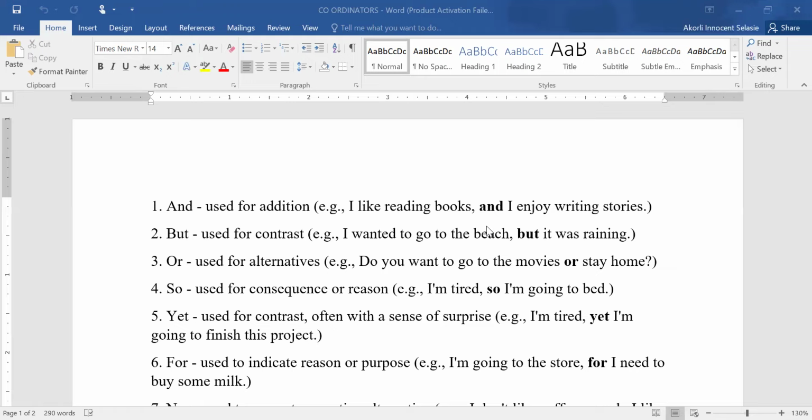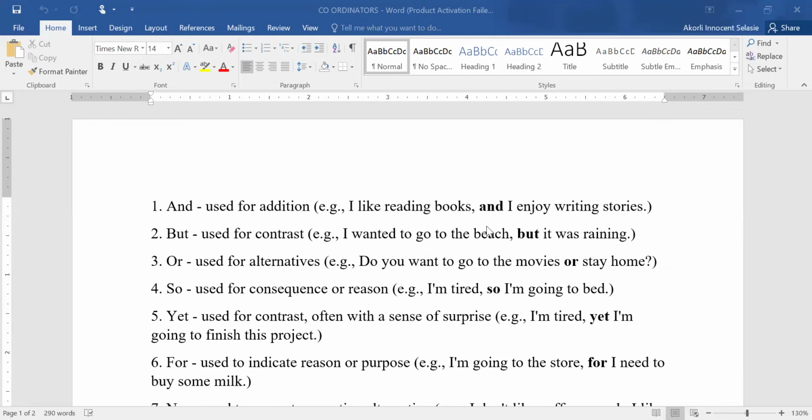Surprise. Why surprise? Because the person is tired. So as a result of his tiredness, you're not expecting him to do the job or to continue to finish the job. So it comes with what? A surprise. Used for contrast, often with a sense of surprise. Kofi is weak, yet he likes starting a fight. "For" is useful to indicate reason or purpose. I'm going to the store for I need to buy some milk.